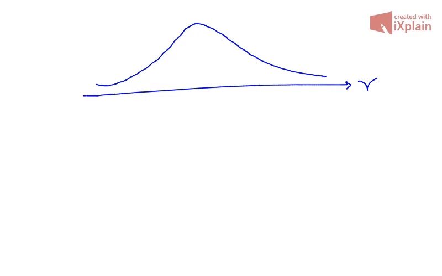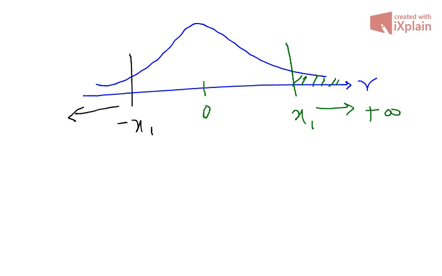If you integrate this curve from x1 to infinity, you would get this area, which is the right tail probability. Or if you integrate it from minus infinity to minus x1, because this point is 0, you would get this area, and these two areas are the same.